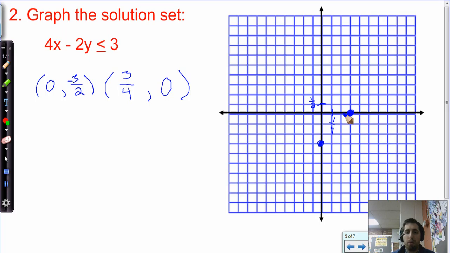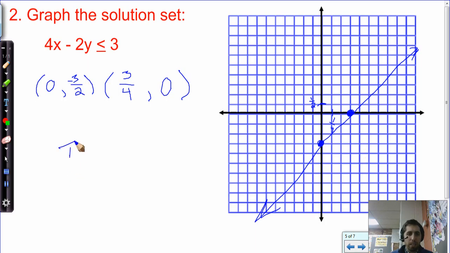Now, do these points make it true? Well, it could be equal. And these points are from the equation where it is equal, and this includes that equation. So yes, we need to use a solid line. So I'll just connect them like normal. And we know that everything on this line is a solution, but not just everything on this line, also an entire side in addition.